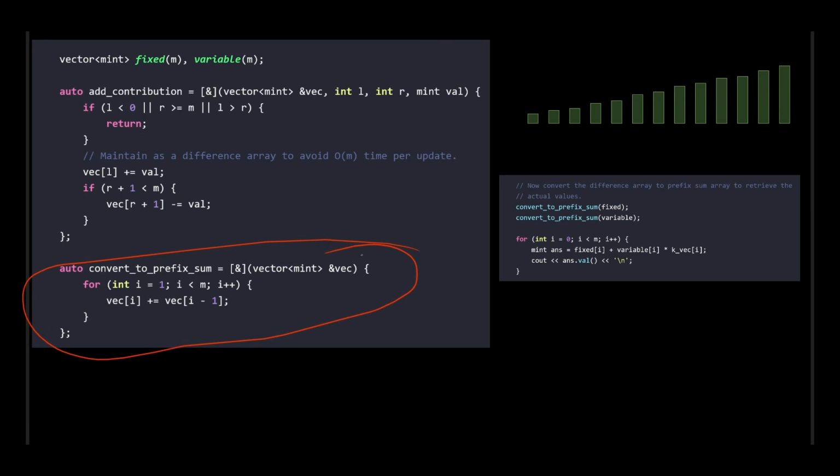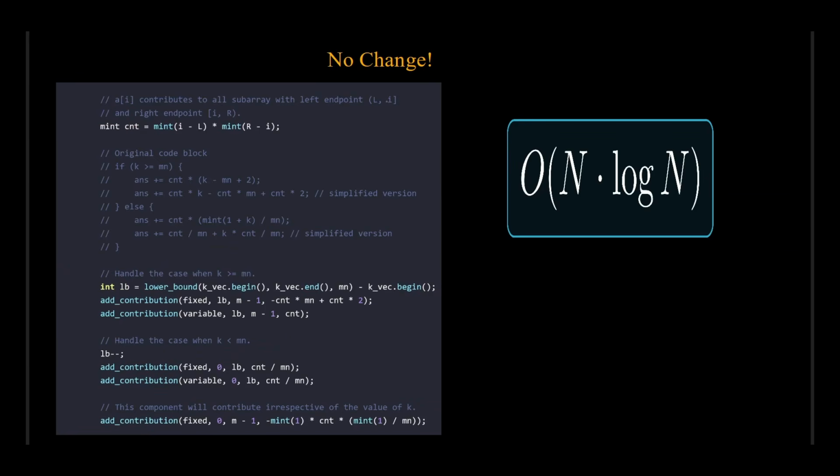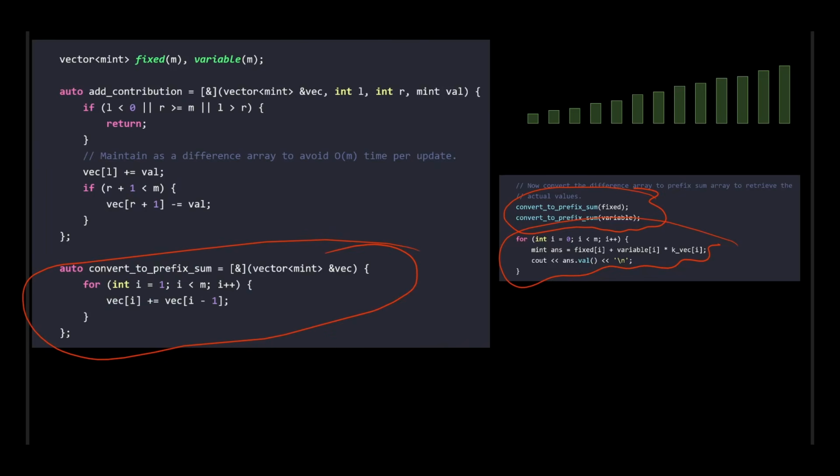So once you are done with all the additions, you convert to prefix sum so that you can retrieve the original value, and then you call that same function to print the answer. And you will notice that there is no change involved for the original algorithm, right? The only change is the internal implementation of this add contribution function that now maintains it via a difference array.